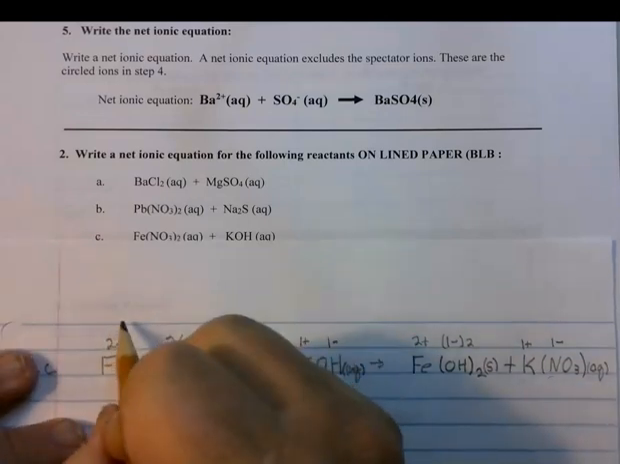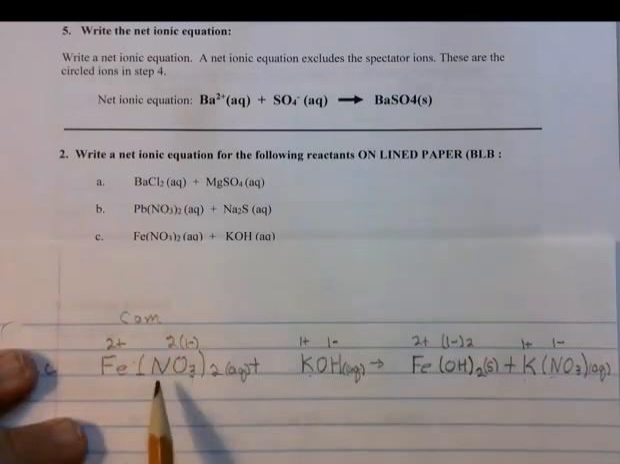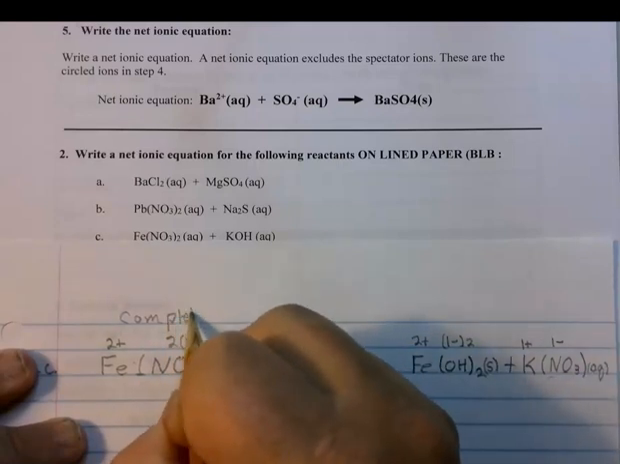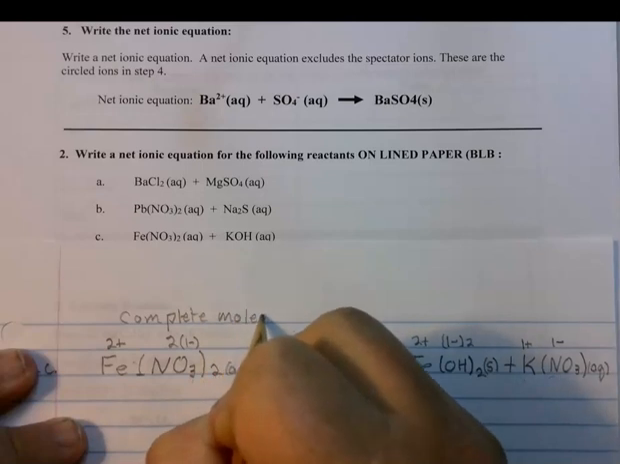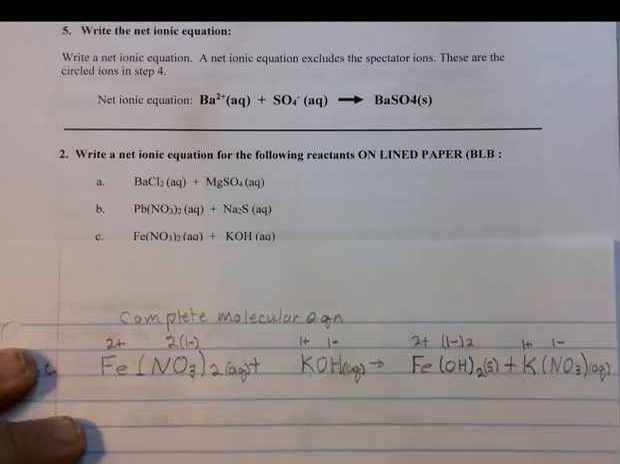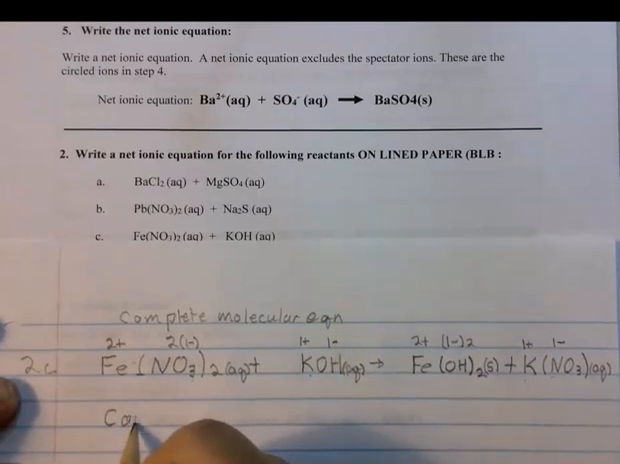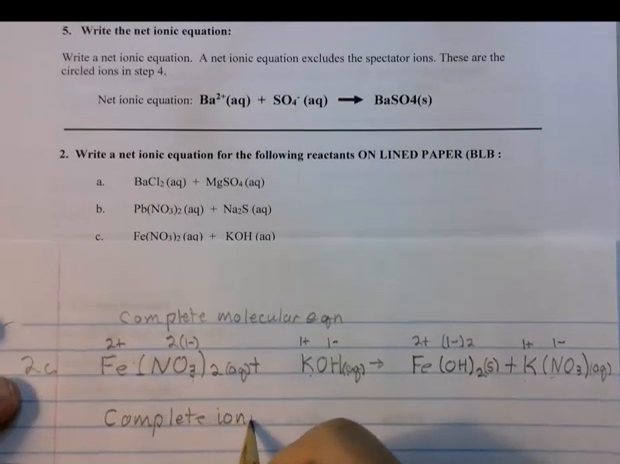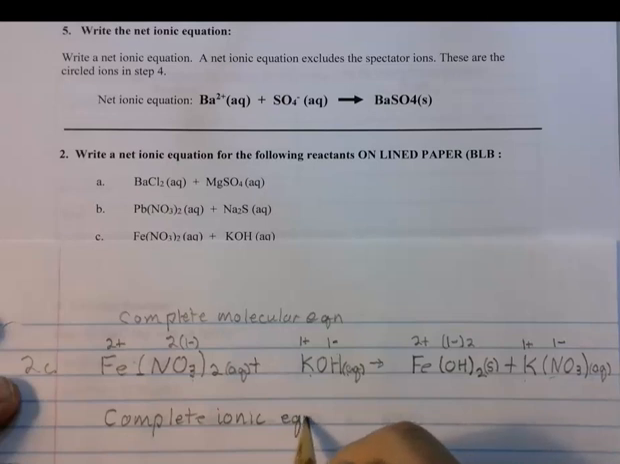Okay, so now you're ready. This was your complete molecular equation. In other words, these look like molecules, even though they're not molecules. Ionic compounds do not form molecules. If you're still curious about that, don't worry about it right now. We'll talk more about that concept later. Okay, so complete molecular equation. That's the first of the 3. The second of the 3 is the complete ionic equation.